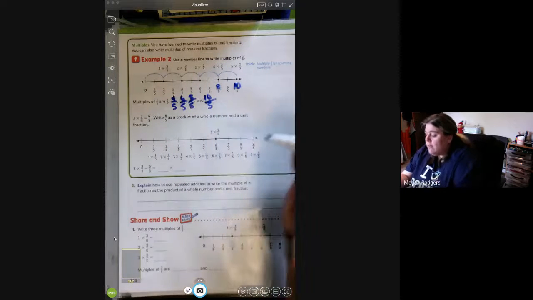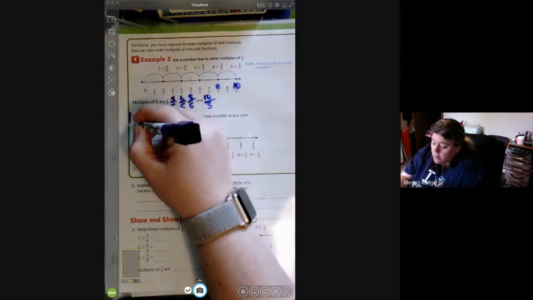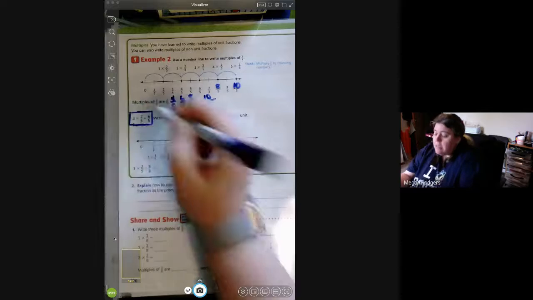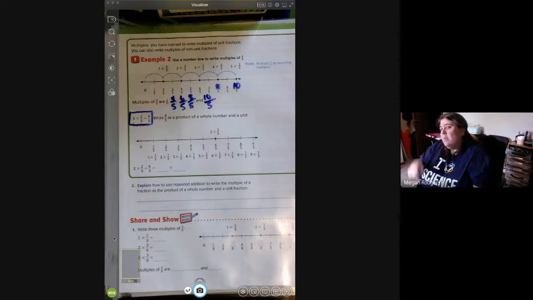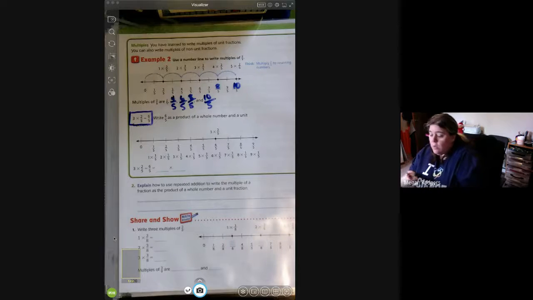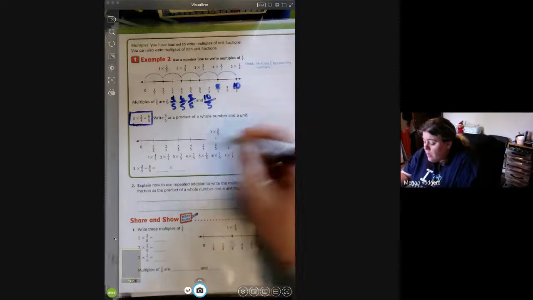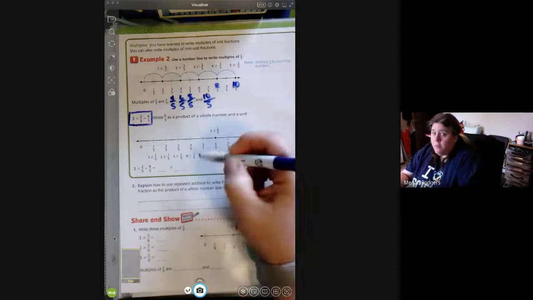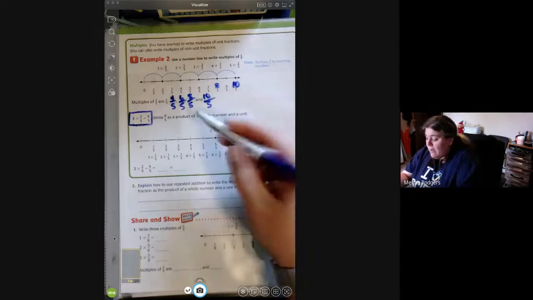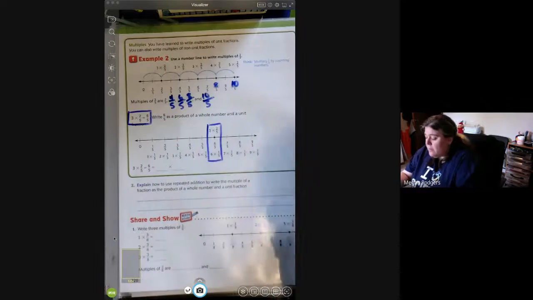All right, so now it wants us to write 6/5 as a product of a whole number and a unit fraction. So they did this multiplication of 3 times 2/5 to get 6/5, but now they want us to go back to what we did last week and write it as times a unit fraction. So they plotted it on their number line here. And then they went back and said, okay, 1 times a fifth, 2 times a fifth, 3 times a fifth, 4 times a fifth. And so we know if I have 6/5, that it's going to be 6 times 1/5.